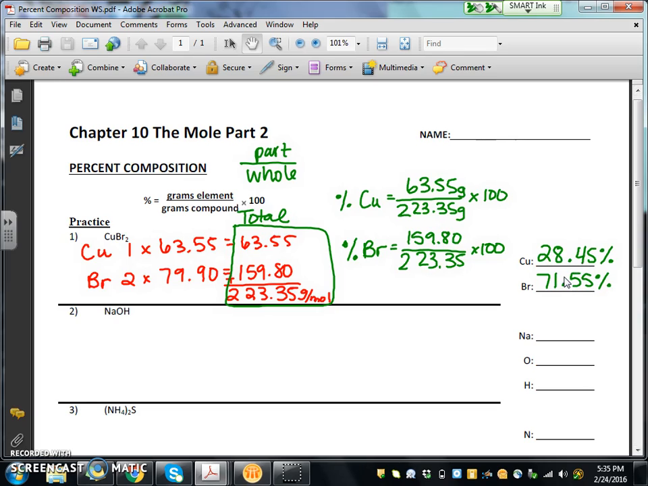And now to check my answer, if I added both of these up together, you will see that I get exactly 100%. So this is what you do to calculate percent composition of every type. You always take the mass of what you're looking for divided by the total mass that you have times 100. And you can find your totals in the last column of your calculated mass.